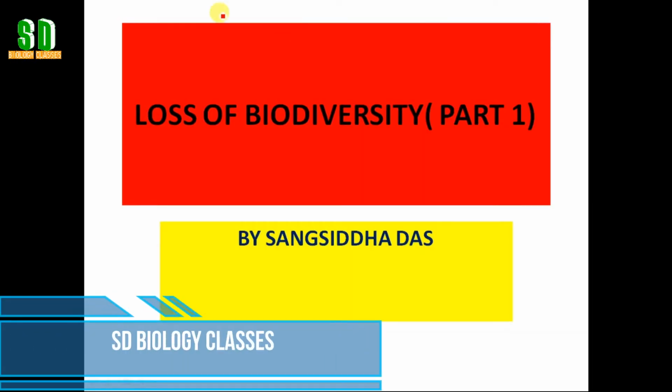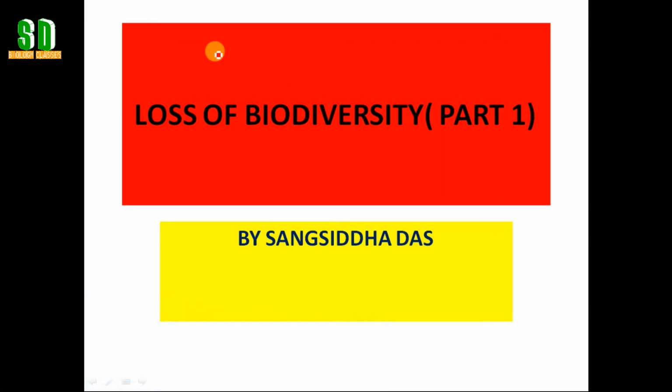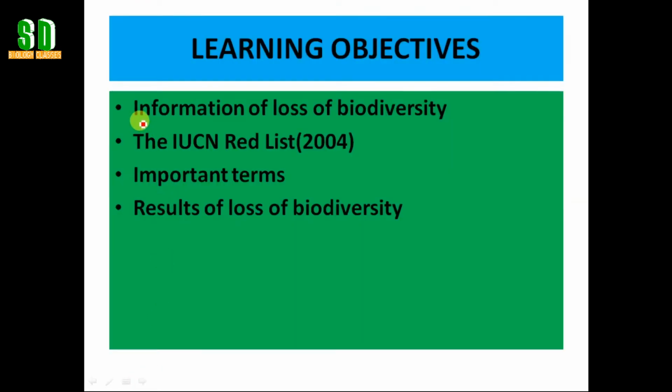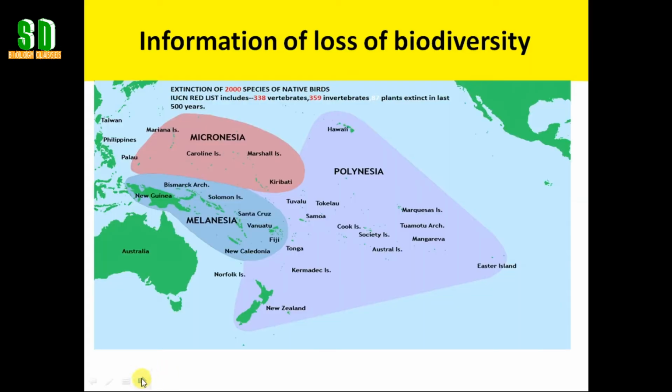In my last video, I discussed the pattern of biodiversity. Today, I am talking about the loss of biodiversity. Today, our learning objectives are information on loss of biodiversity, the IUCN Red List published in 2004, important terms regarding biodiversity, and also the results of loss of biodiversity. So first of all, we will talk about the information on loss of biodiversity.